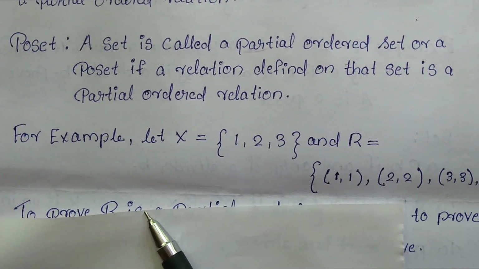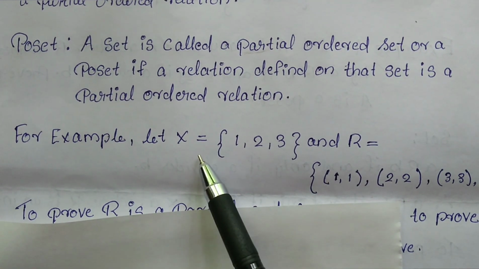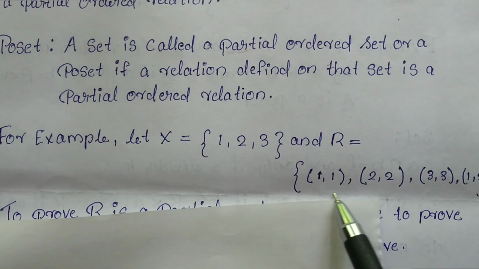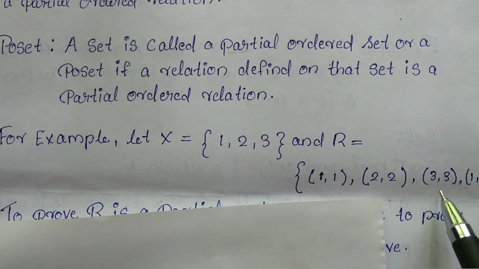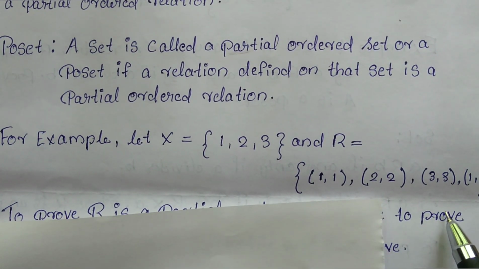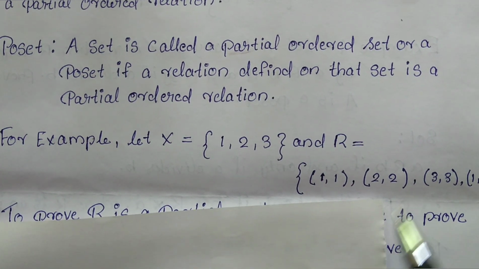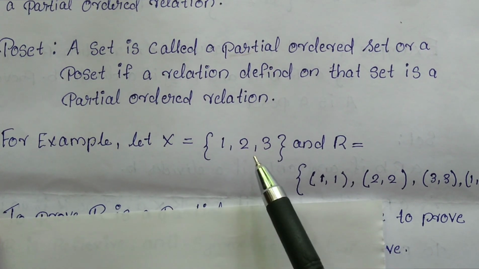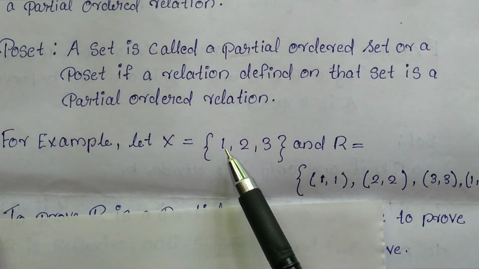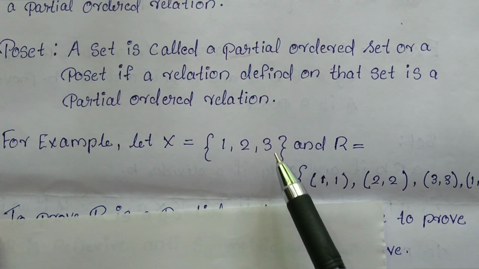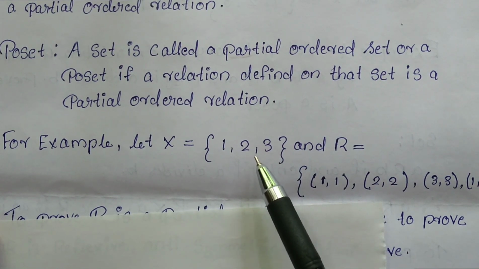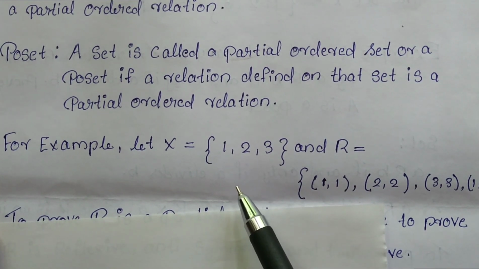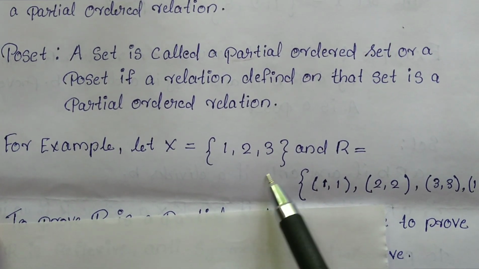So this is one example. Let X equal 1, 2, 3. We take the relation 1,1, 2,2, 3,3, 1,2. So what is the relation? Actually, a relation is a subset of the cross product of this set. What is the cross product? {1, 2, 3} cross {1, 2, 3}. That means 1,1, 1,2, 1,3, then 2,1, 2,2, 2,3, then 3,1, 3,2, 3,3. Total 3 into 3, 9 elements.